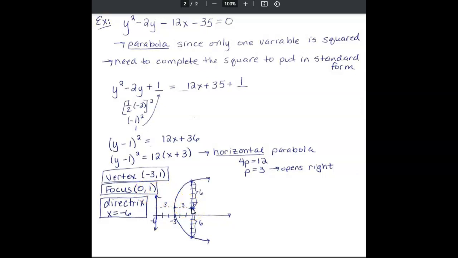We double the value of p to get another point for my parabola. So again, if p was 3, double that, you get a 6. So you can go up 6 and plot a point, or you can go down 6 and plot a point to get the sketch.